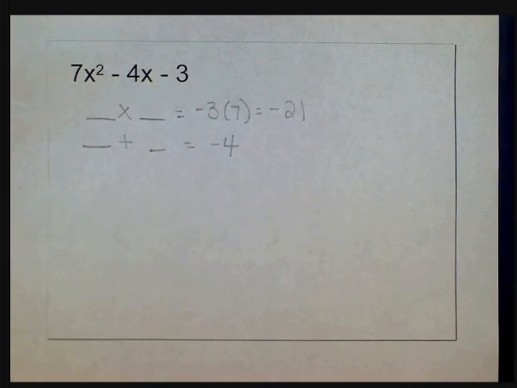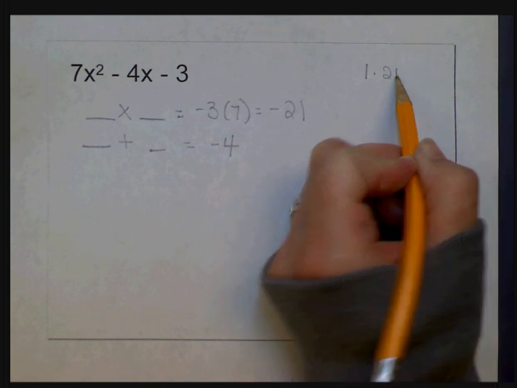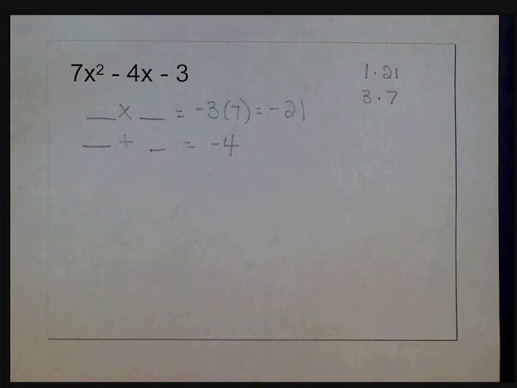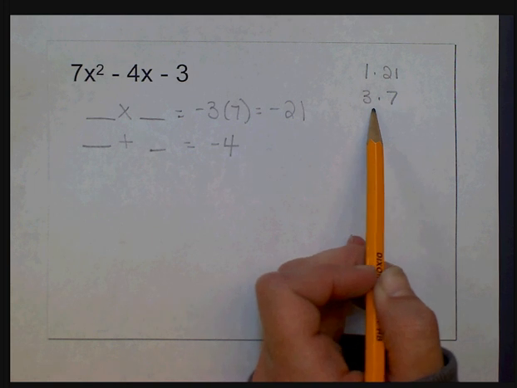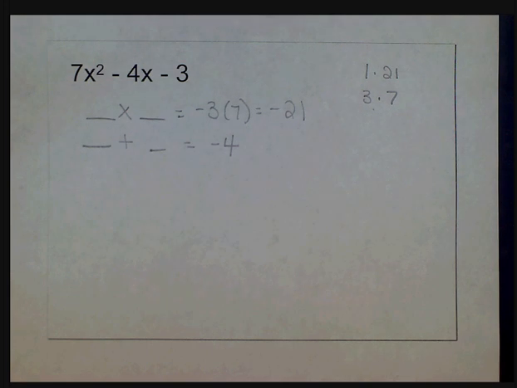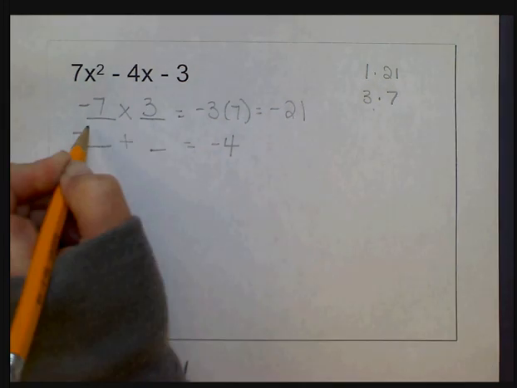So if we think about all the ways that we can make 21: 1 and 21, 3 and 7, and that's it. There isn't any other way that we can make 21. So which ones can give us 4? Well, if I take 7 minus 3, I'll get a positive 4. But if I take 3 minus 7, that'll give me my negative 4. So I'm going to do negative 7 times a positive 3.